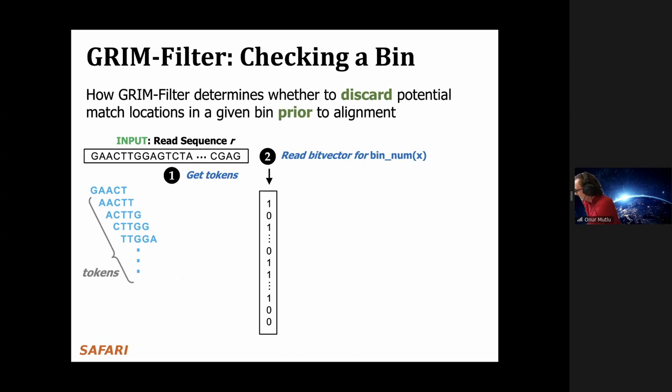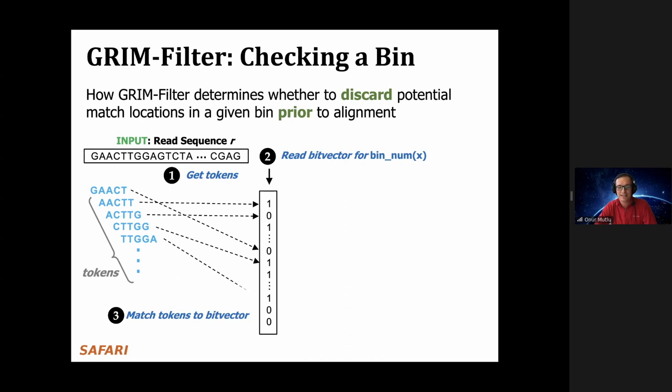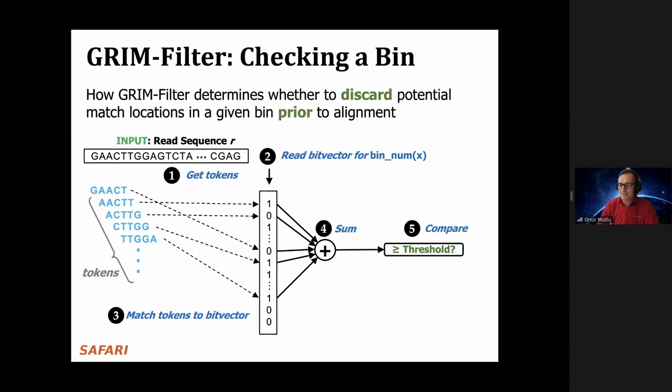Okay. And then we match the tokens to the bit vector over here. Basically, for a given bit vector, we query the bit vector to figure out whether the tokens that we get from the read are actually ones. And then we sum them up. Or you have a sum function, basically. In this case, we do summing. I think there's a more accurate function, which we haven't really examined. And in the end, if the sum is less than some threshold, you discard.